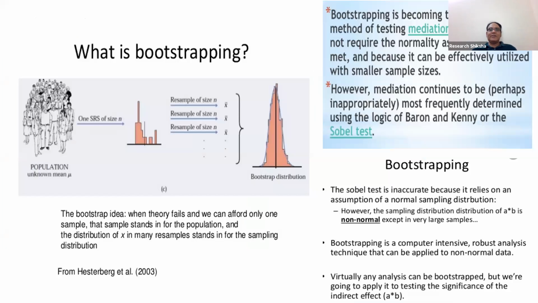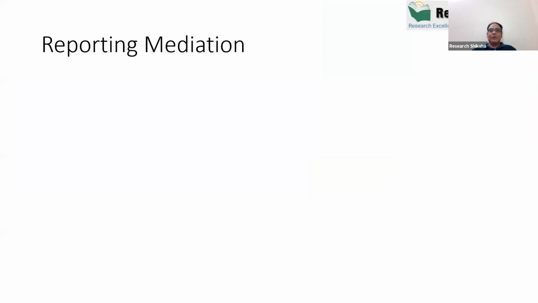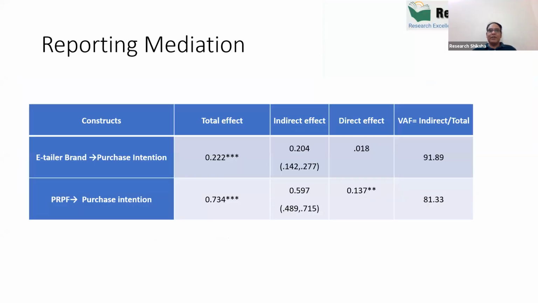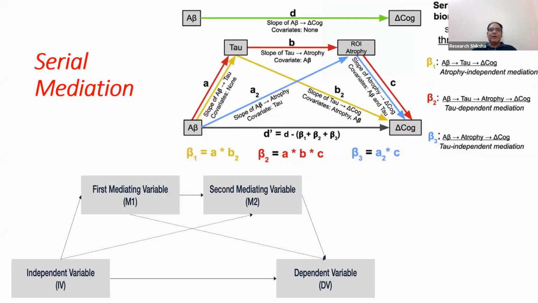So the next step is called the bootstrap test. The bootstrap test is applicable when your data is not normal and you have to test the mediation. After that, this is the table which is reported for mediation in research papers. And now I'm telling you about some advanced types of mediation which are very common nowadays.